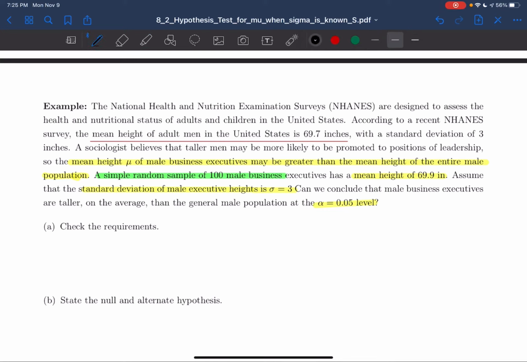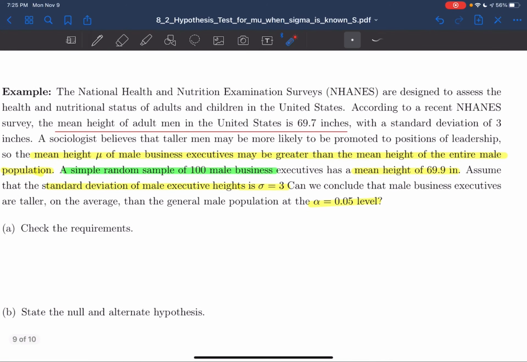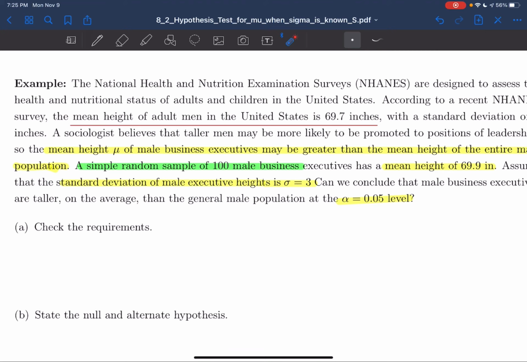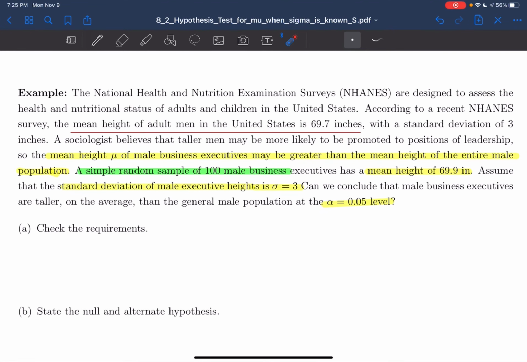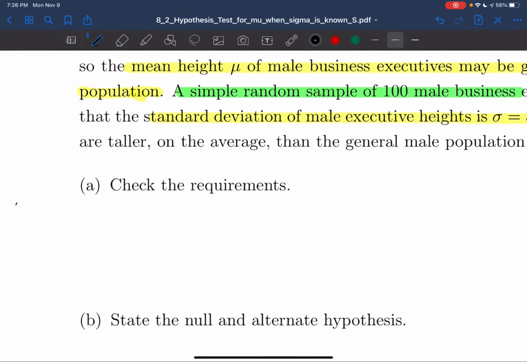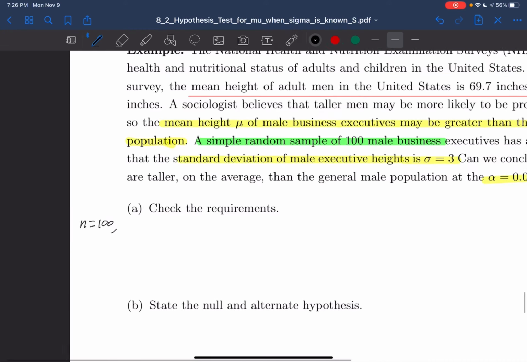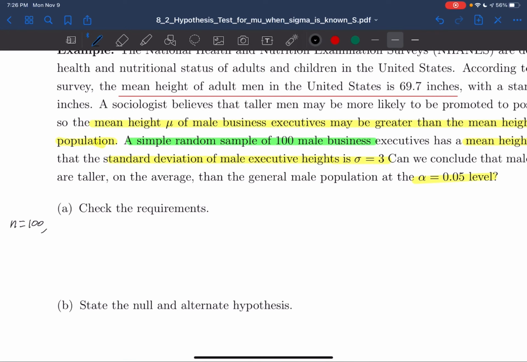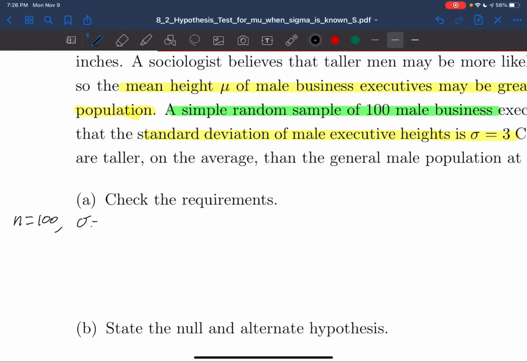The first thing I want to do is actually collect all the things that I know. Probably the easiest one to look for is your sample size, your n. Here we know that they had a simple random sample of 100 male business people, so our sample size is n equals 100. We also know that our population standard deviation is 3, so here sigma is equal to 3.